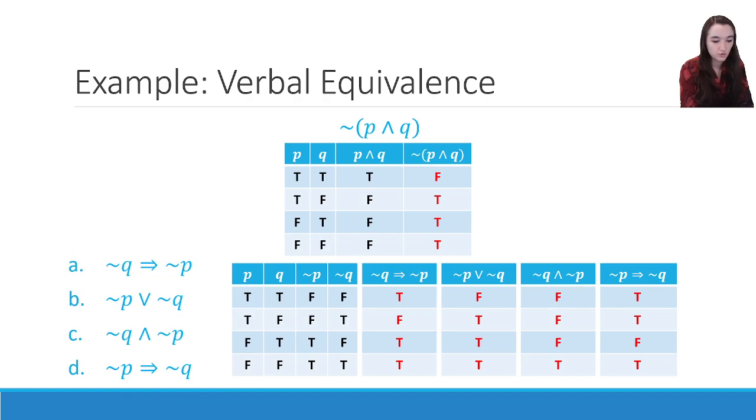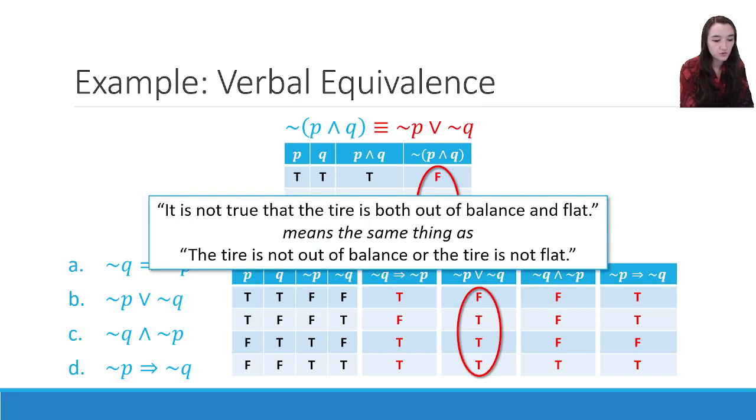Now which ones are the equivalent statements? That's just which one matches our original. And that is, in fact, that second statement. So B is equivalent to our original. In other words, it is not true that the tire is both out of balance and flat means the same thing as the tire is not out of balance or the tire is not flat.